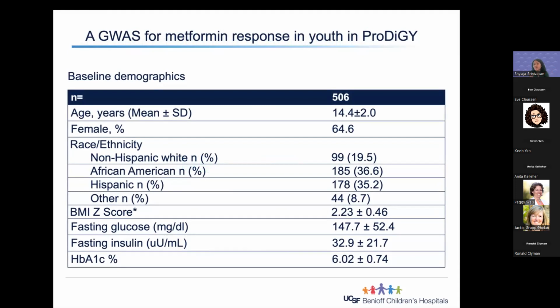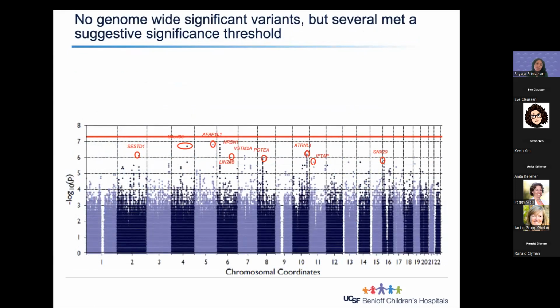Even though we had data on over 3,000 youth participants, we were only able to quantify metformin response in the clinical trial participants. So 500 kids with diabetes, mean age of about 14 years, majority female, majority youth of color, again, mostly obese, and they had an average post-randomization hemoglobin A1C of 6%. In ProDIGY, we did a genome-wide association study, and we did not identify any genome-wide significant variants.